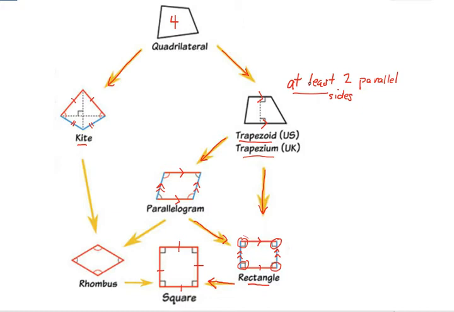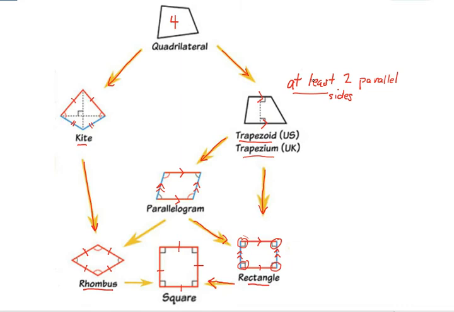You'll notice on the kite that there are no parallel sides. That's why there is not an arrow pointing to the parallelogram. But from the kite, we can go down to the rhombus. The reason being is, if I look at my adjacent sides, this side and this side, those are the same length. And these two bottom adjacent sides have the same length as well. In the whole shape, all four sides are equal. That's what makes it the rhombus.